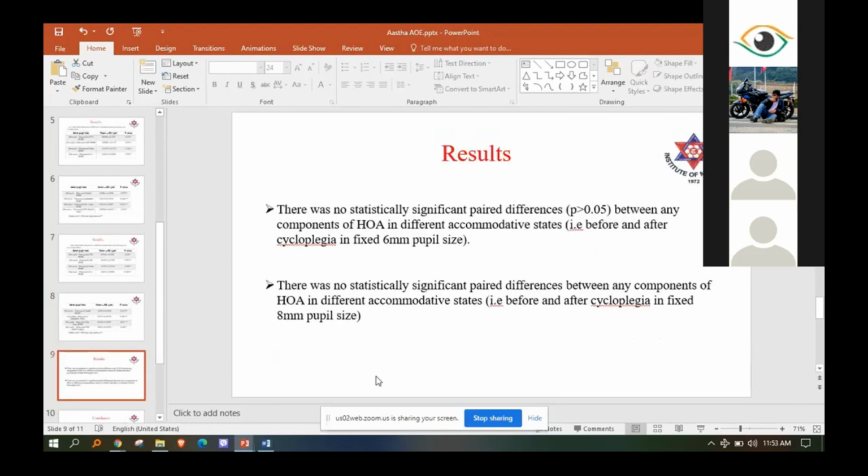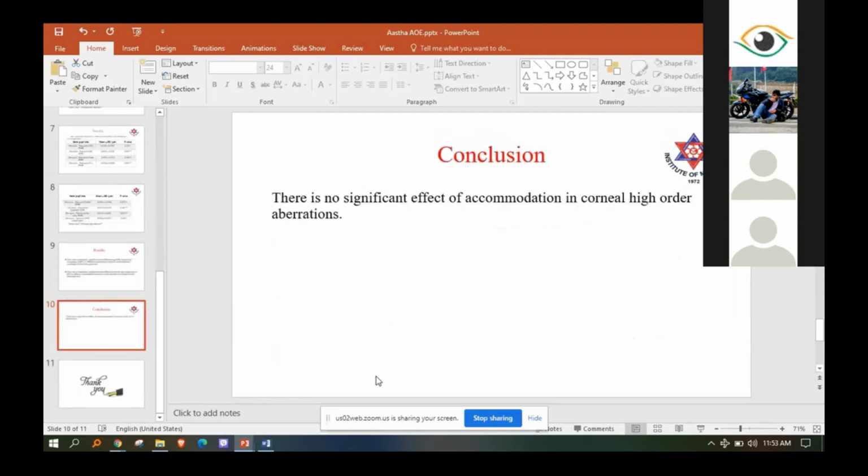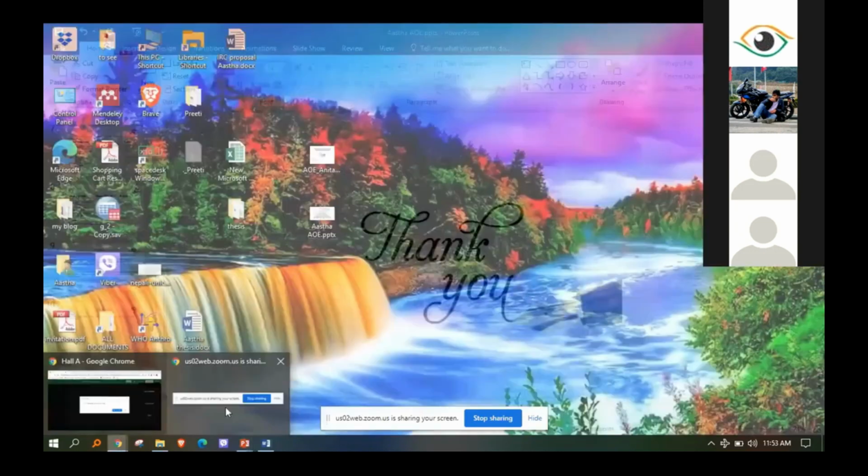The results showed no statistically significant paired differences, with p-value greater than 0.05, between any components of high order aberrations in different accommodative states, that is before and after cycloplegia, in fixed 6 mm as well as 8 mm pupil size. The conclusion of my study is that there is no significant effect of accommodation on corneal high order aberrations. Thank you.